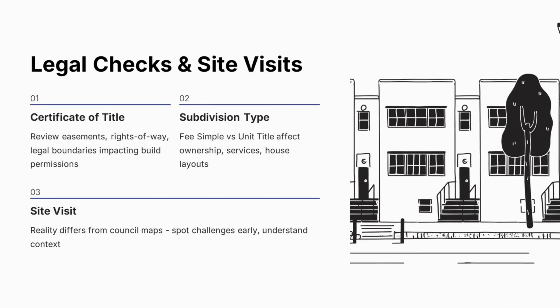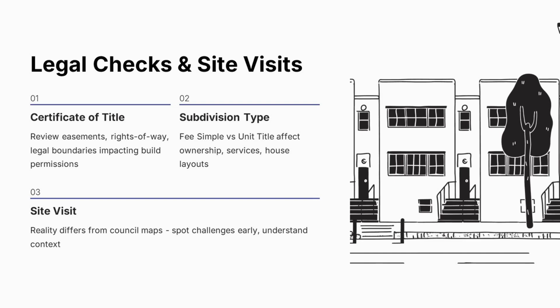The next are the legal checks. Another important step is reviewing the certificate of title. That's where you'll find easements, right-of-ways, and legal boundaries. All of these can have a big impact on what you're allowed to build. You will also want to look at the subdivision type. Fee simple versus unit title work very differently. They affect ownership, services, and even the layout of the houses.